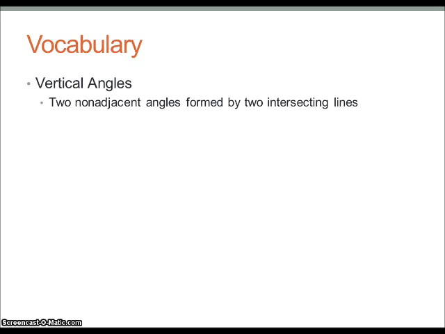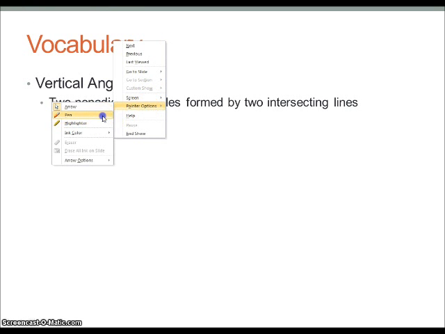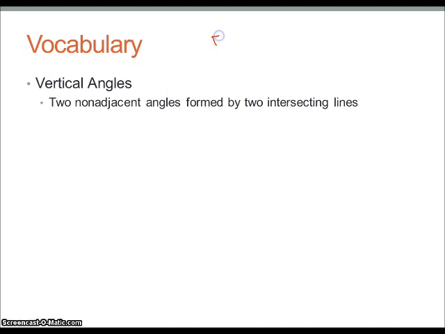We talked a little bit about this today, and vertical angles are the two non-adjacent angles formed by two intersecting lines. So if we have our two intersecting lines, we have A, B, C, D. In this case, angle A and angle C are vertical angles, and angle B and angle D are vertical angles.